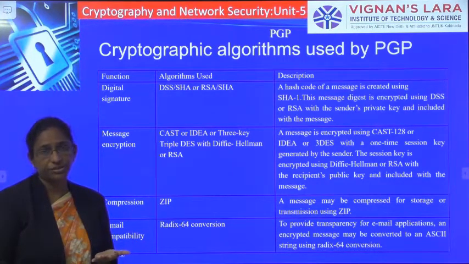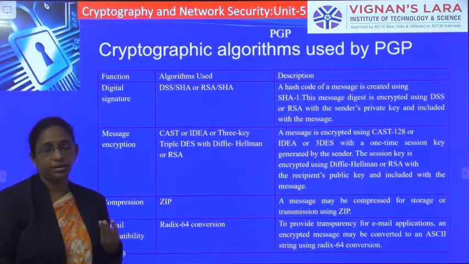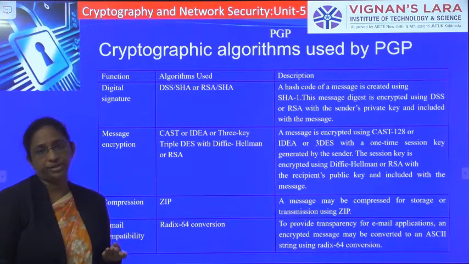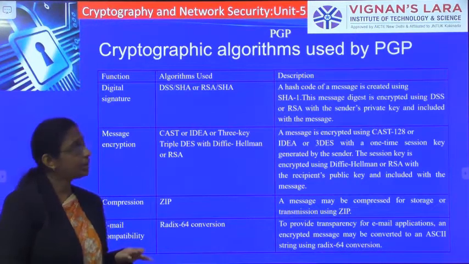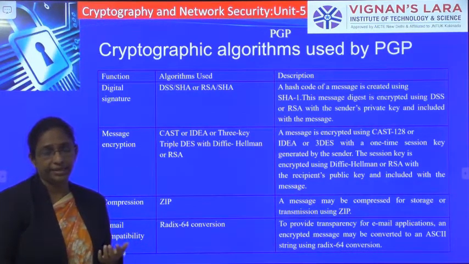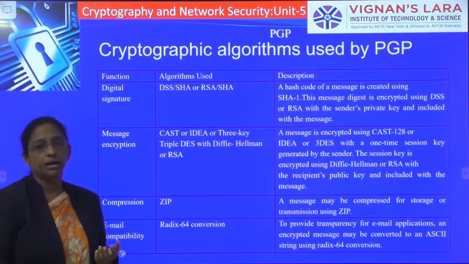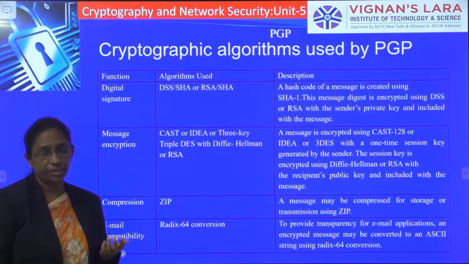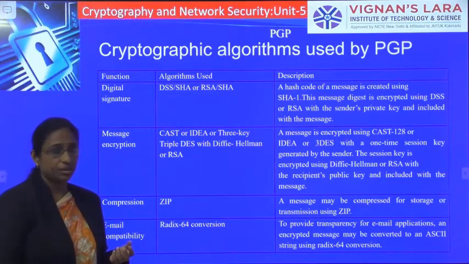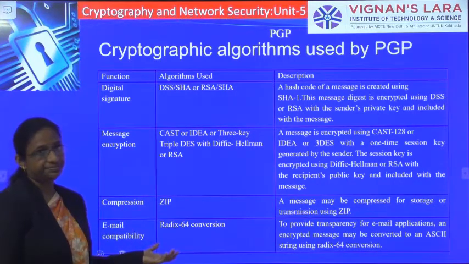The operations that are done are authentication, confidentiality, compression, and Radix 64 conversion, and then, if required, segmentation and reassembly. While doing authentication, confidentiality, compression, and Radix 64 conversion, what are the different algorithms that PGP uses? Those are listed in this table.